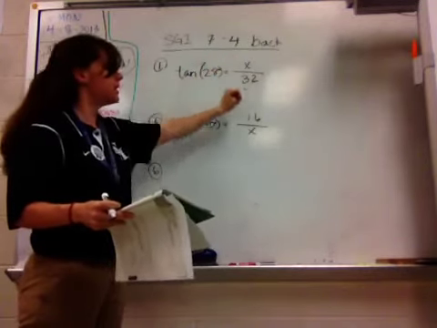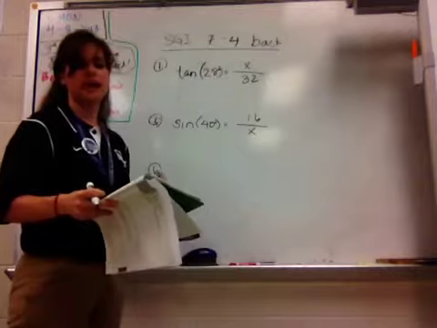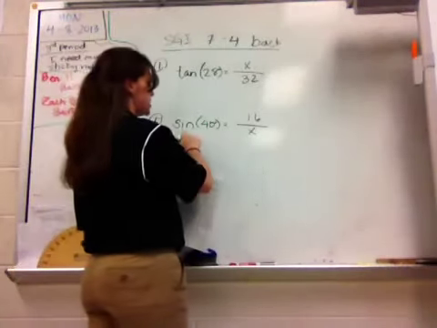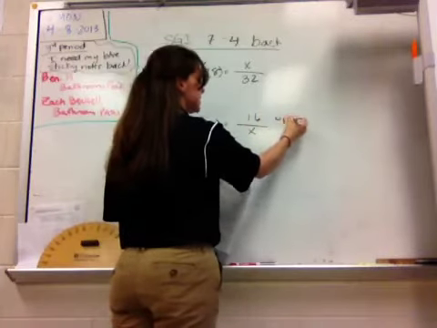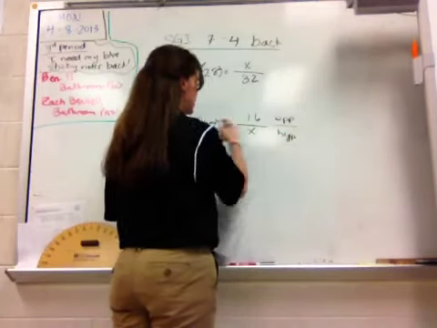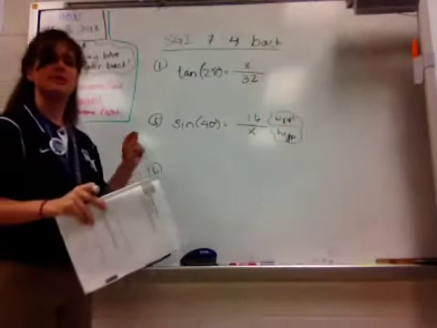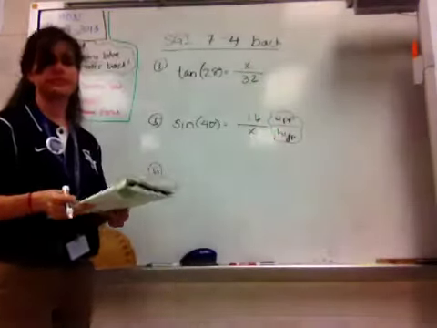It doesn't matter. It could be on top. It could be on bottom. That part does not matter. What does matter, such as in this situation, is that you have to have your opposite over your hypotenuse for sine. This is the thing that has to stay the same. This is the consistency.